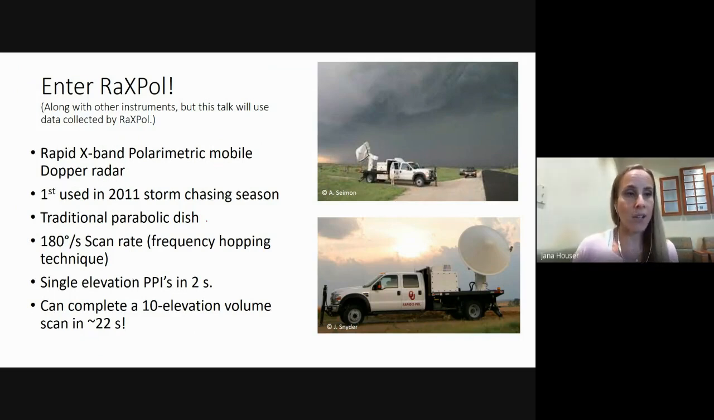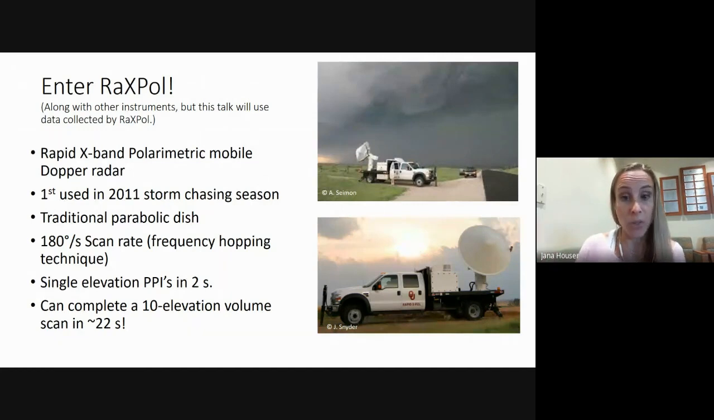All right, so enter RAXPOL here. RAXPOL is a mobile Doppler radar that is very rapid scanning. So formally, it's an acronym for the Rapid X-band Polarimetric Mobile Doppler Radar. So this is a picture of the radar right here, actually deployed on the May 31st, 2013 El Reno tornado. And this is a sort of nicer background with the radar. So this antenna spins around at a whopping rate; it completes one full 360-degree scan every 2 seconds. So the thing moves really quickly.